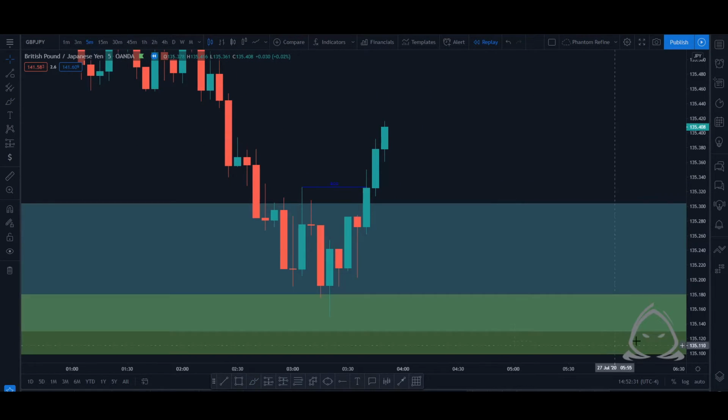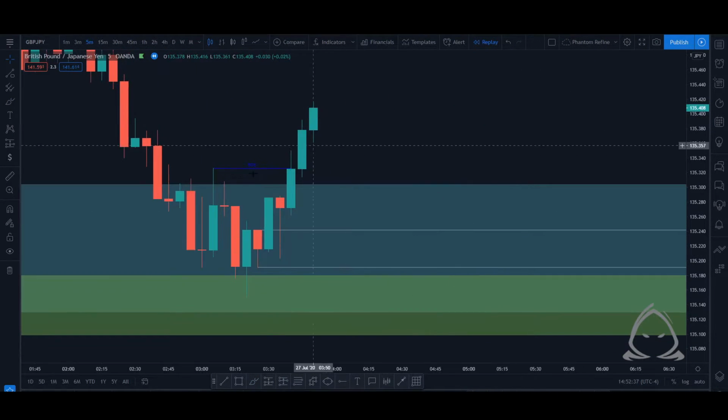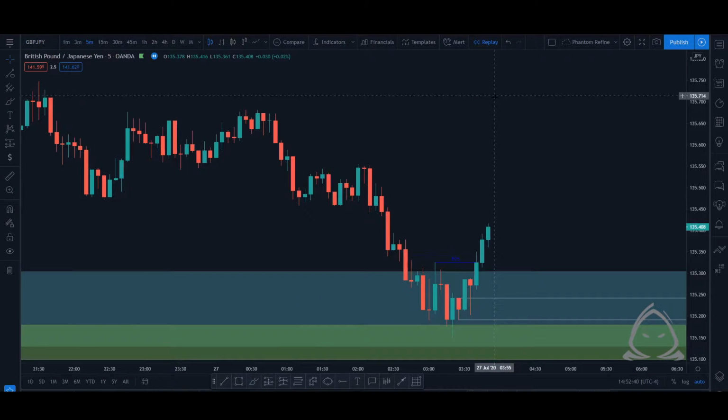So we'll draw on that point of interest now. So now we have a 5-minute order block that we'd be looking to enter this trade on.